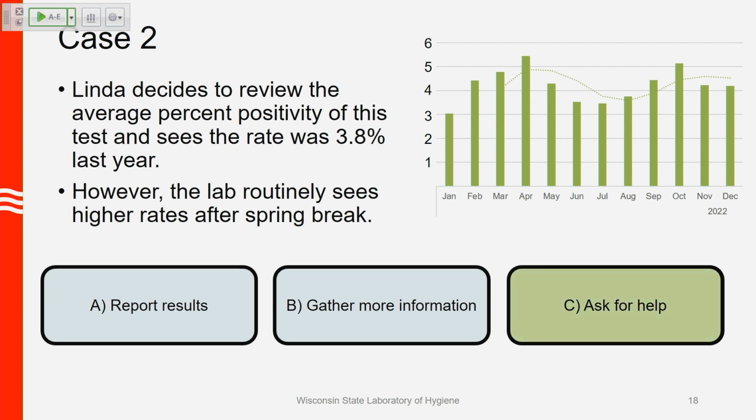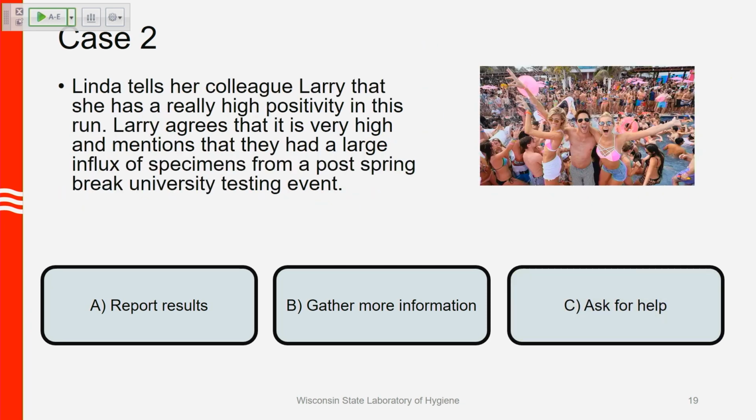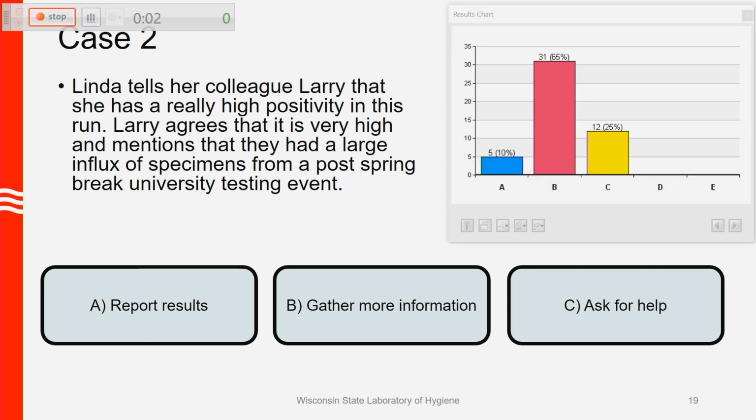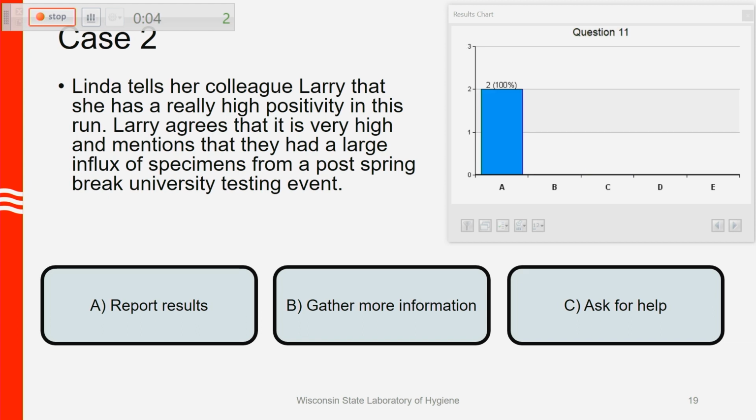So she decided at this point to ask for help. Linda, the laboratorian, tells her colleague Larry, the laboratorian, she has a really high positivity in this run. Larry agrees that it is pretty high, higher than he's used to seeing, and mentions that they had a large influx of specimens from a post-spring break university testing event. With this additional information, would you now report results, gather more information, or ask for help?